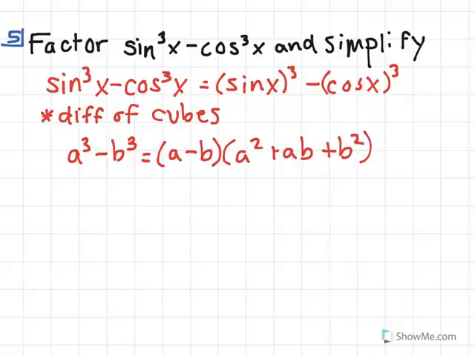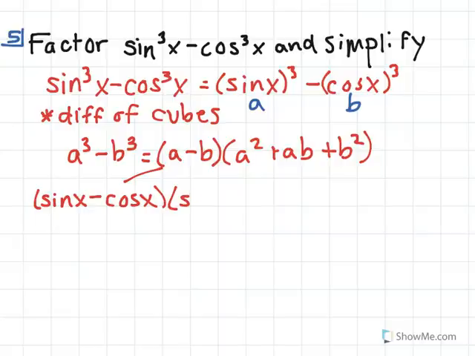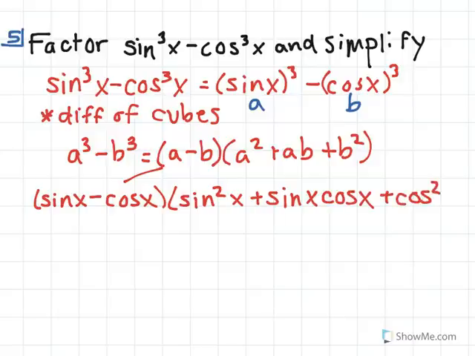So we can use this to factor our sine cubed x minus cosine cubed x, where we can consider sine x as our a and cosine x as our b. So once we factor this, it's going to look like sine x minus cosine x, so that's our a minus b part, times sine squared x plus sine x cosine x plus cosine squared x. That is our second part of the difference of cubes.